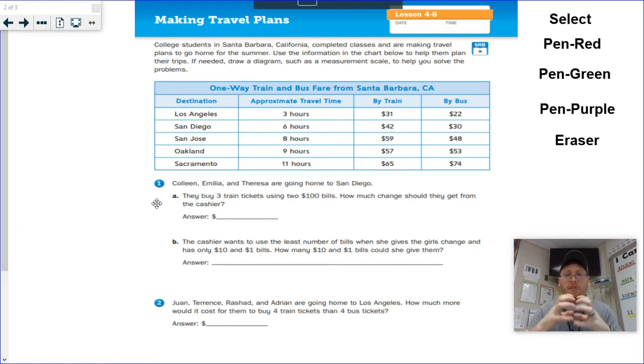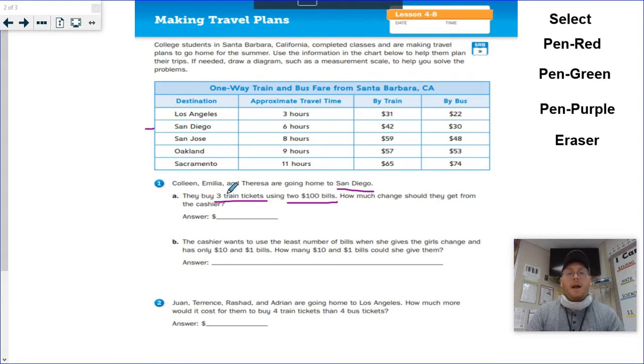Okay, so let's break this problem apart. The first part right here, it says Colleen, Amelia, and Teresa are going home to where? San Diego. Okay, so they're going home to San Diego. And I know I clicked on red, but for some reason it came up purple, whatever. So San Diego is right here. Now I need to start reading the question. They buy 3 train tickets, okay, so 3 train tickets using 2 $100 bills. How much change should they get from the cashier?